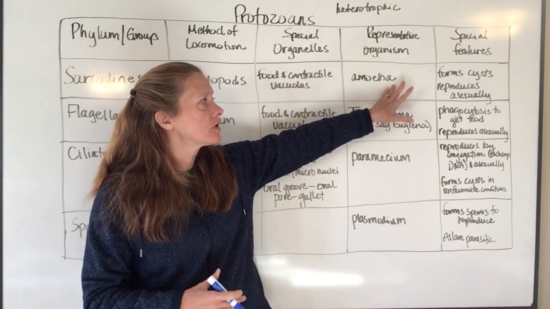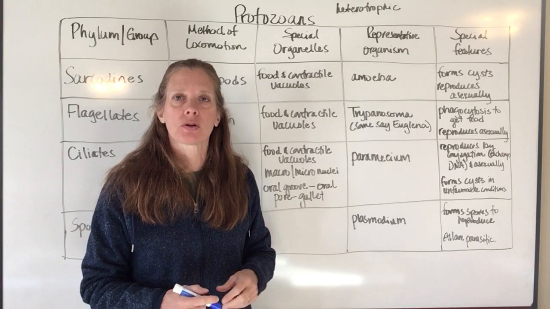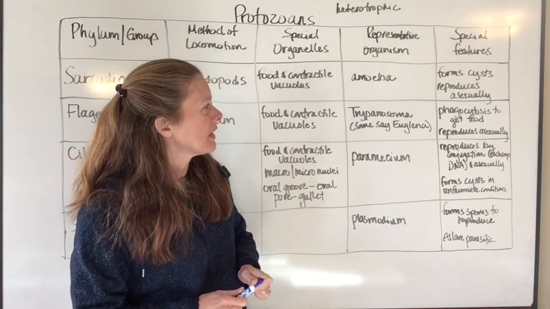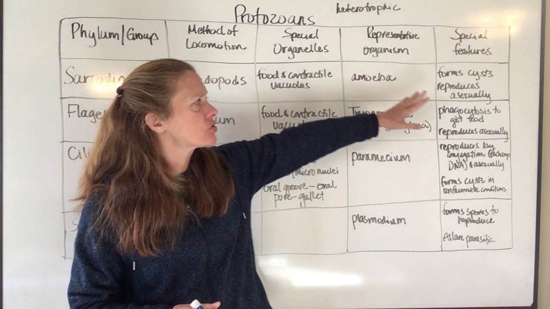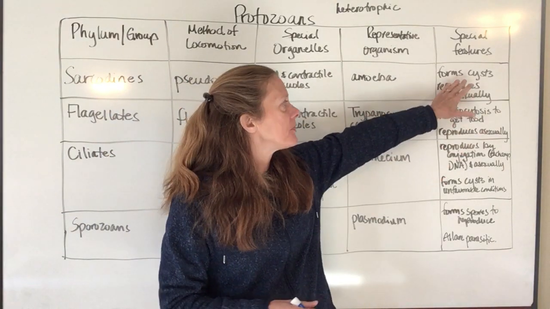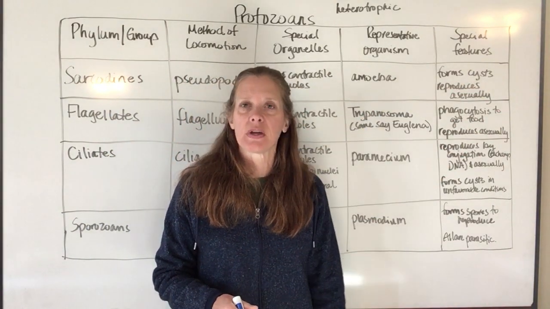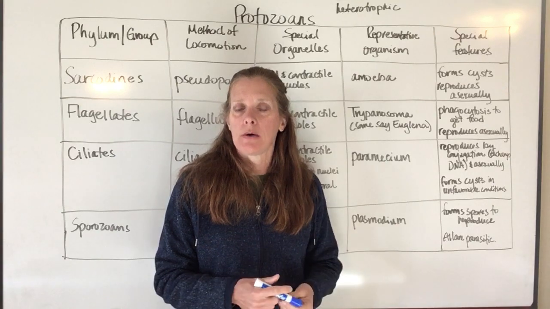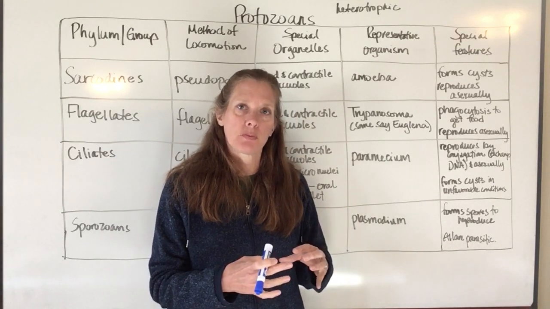So a representative organism of phylum Sarcodina is the amoeba. And some special features that I noted here, they form cysts. If things get unfavorable for them to survive, they will form a cyst.